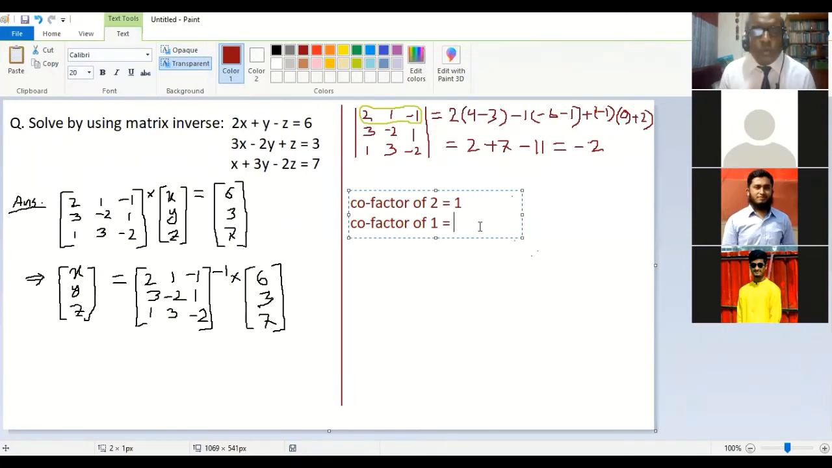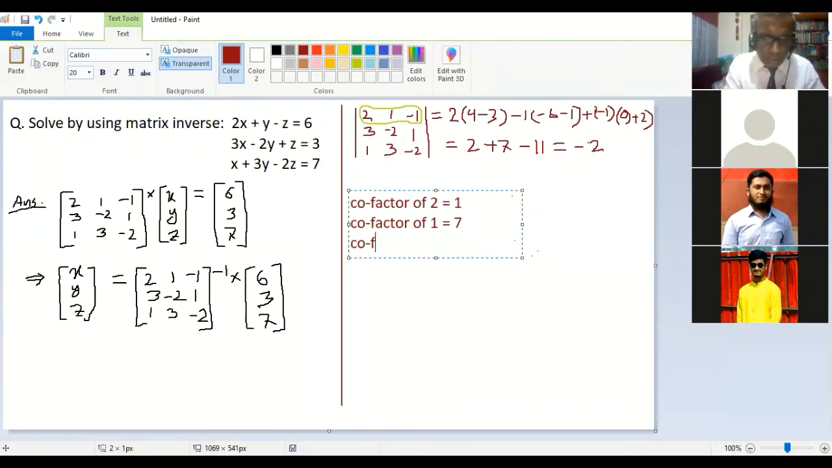Now cofactor of 2 is only 1. Cofactor of 1 is minus 7. Minus 7 is inside the bracket, and the position sign is also minus. So altogether it will be plus 7. Is that okay? Minus 7 is the value inside the bracket, and for the position of 1 there is another minus, so it will be plus 7.